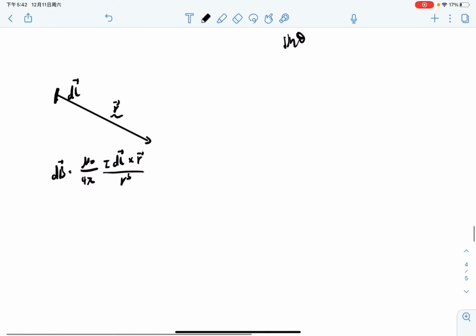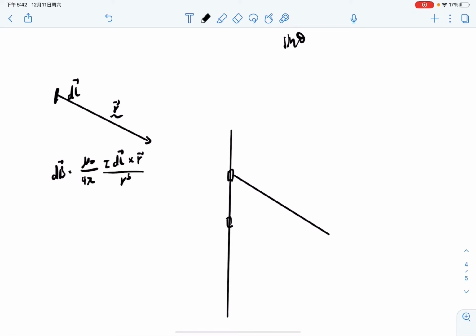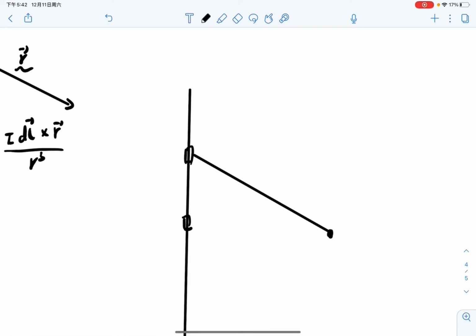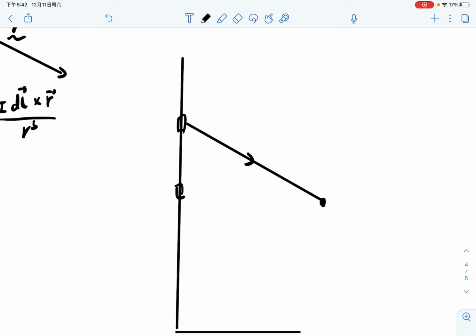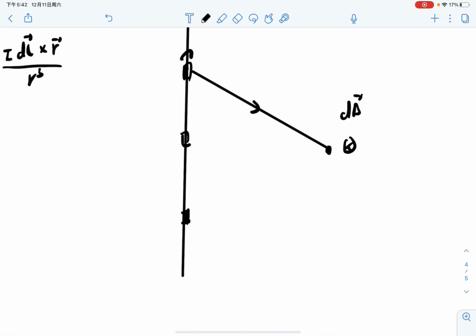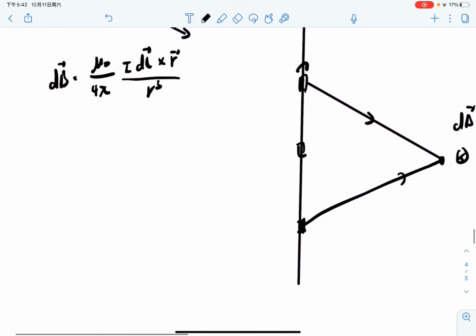So now for a long wire, let me draw a diagram over here. And using the right hand rule, you can see the current is going up in this direction. You can see the dB is going into the page. For this point, it's also going into the page. So the dB will just add. So you can take the integral.